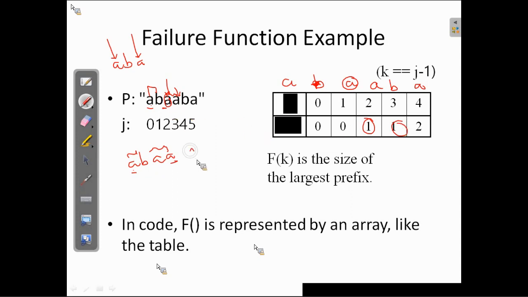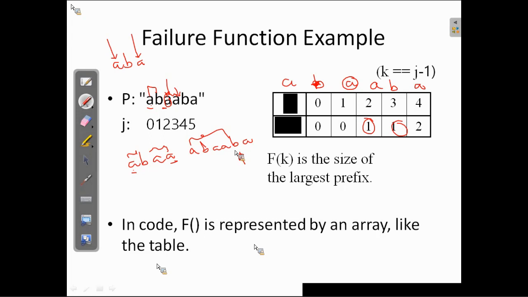Now look at the whole thing. A, B, A, B, A. Look at that. So from here, look at this position. From this J, look at J minus 1. Look at this position, because if a mismatch occurs here, you're going to look at this point.